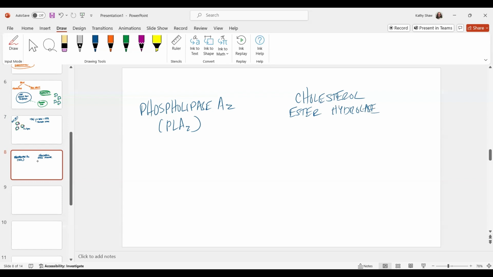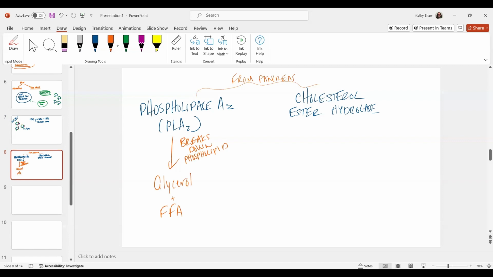And remember, cholesterol ester is really just a cholesterol with a fatty acid bound to it. These two are from the pancreas. So what we're going to end up with is the phospholipase A2 breaks down the phospholipid, gives us glycerol plus free fatty acids. So you can kind of see a theme here of what we're getting.